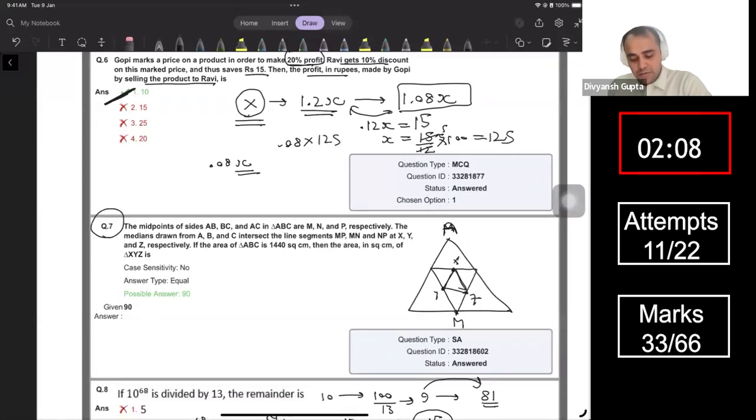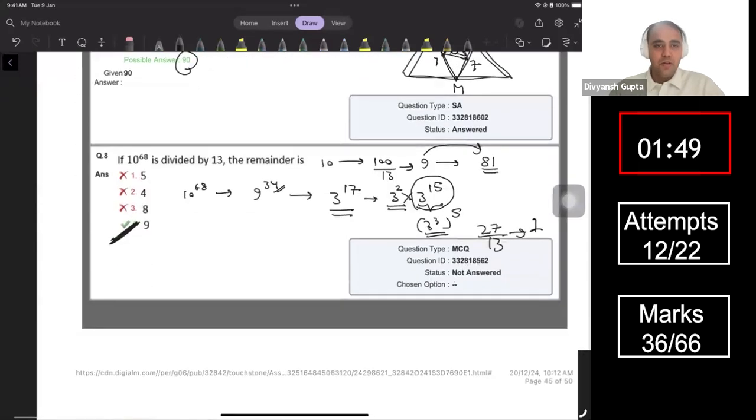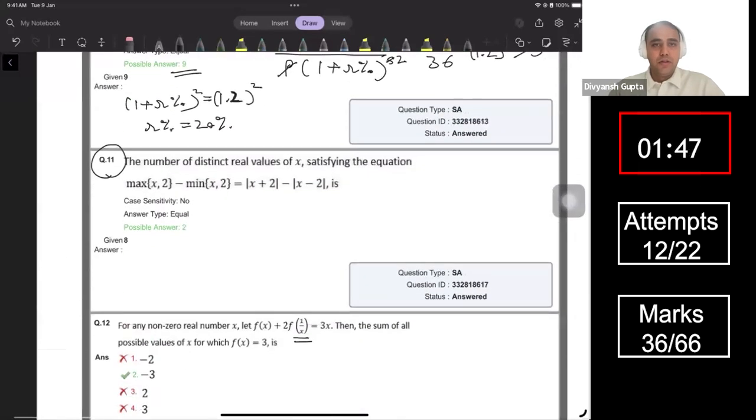Area of XYZ is 1/4 area of this, which is going to be 1/4 the area of this. So area of XYZ will be 1/16 of the total area. Total area is 1440 divided by 16. This will give me 90. 90 is my answer. One more question done. 2 minutes left. Let's go. Let's do one more question.